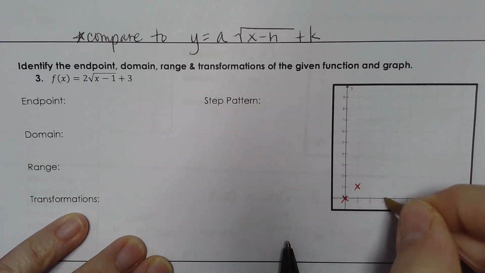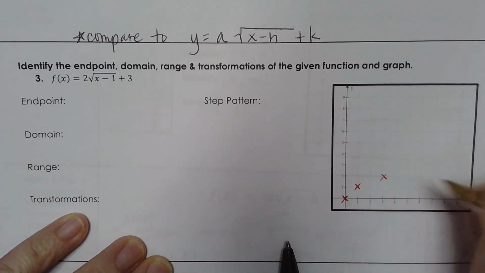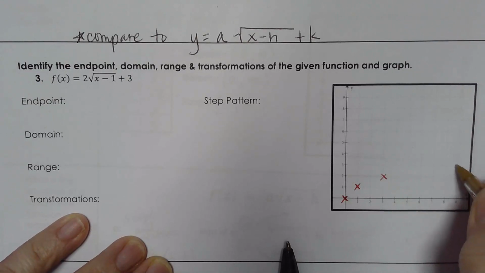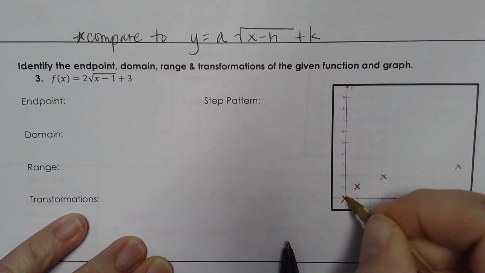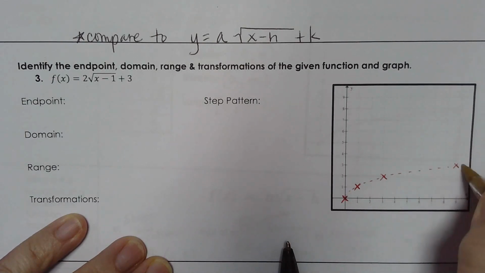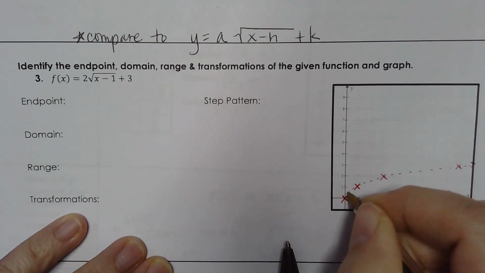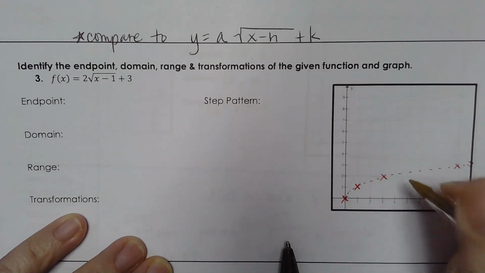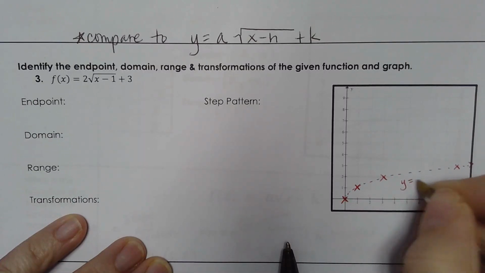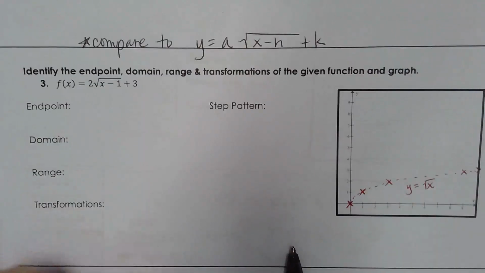If x is 4, y is square root of 4, that's 2. If x is 9, y is square root of 9, that's 3. So this is what we're comparing to here. And you don't have to draw this on yours, but it might be good for a couple of them so that you can compare. This is what square root of x looks like.